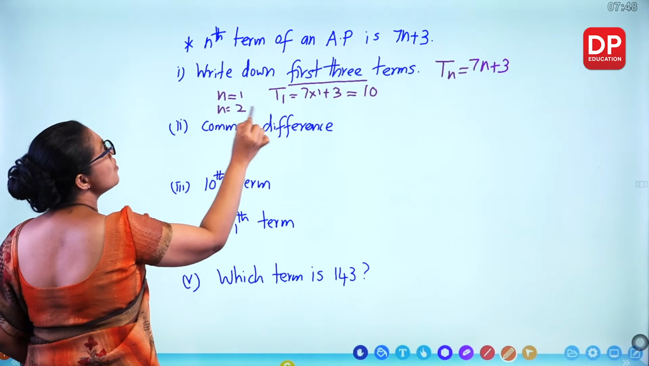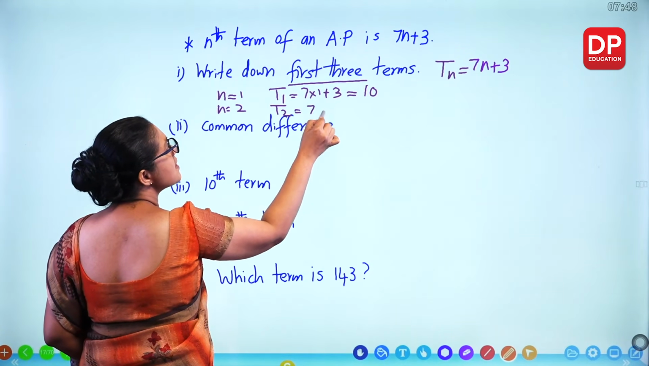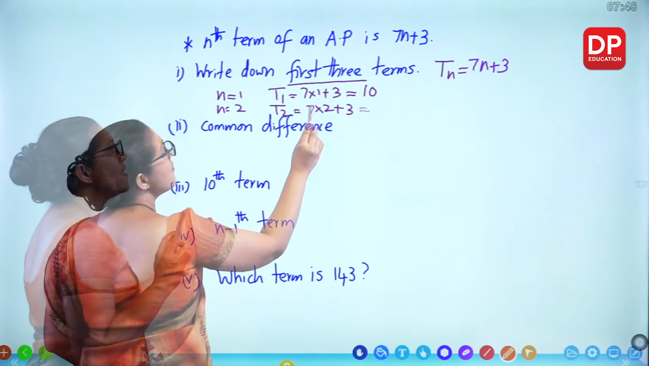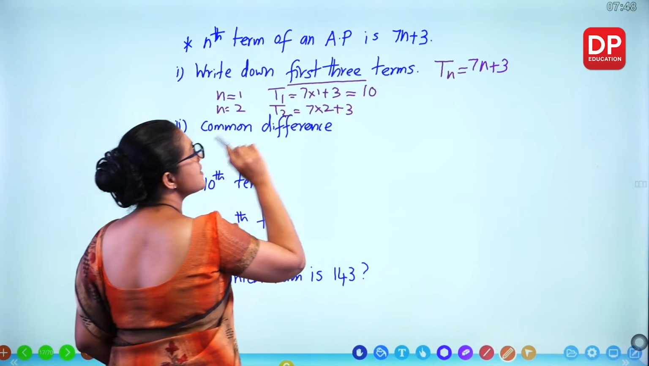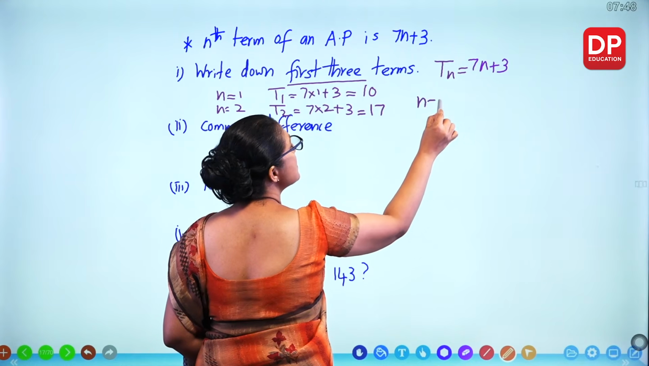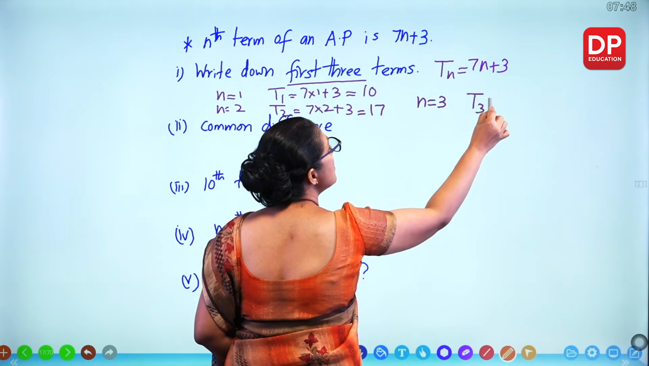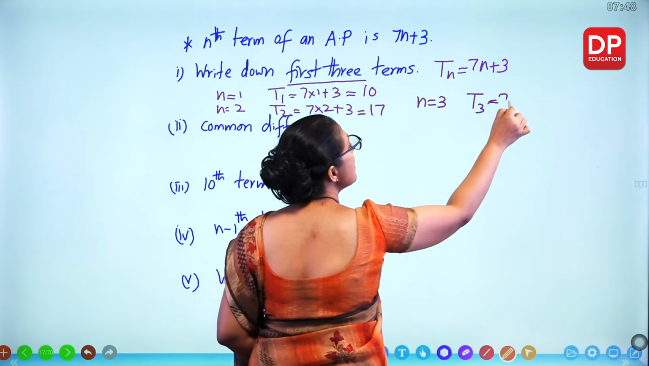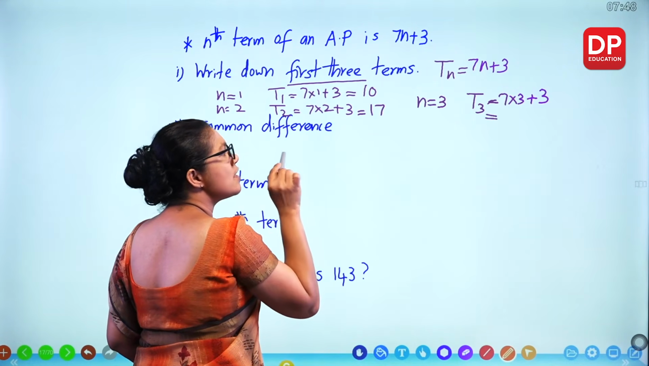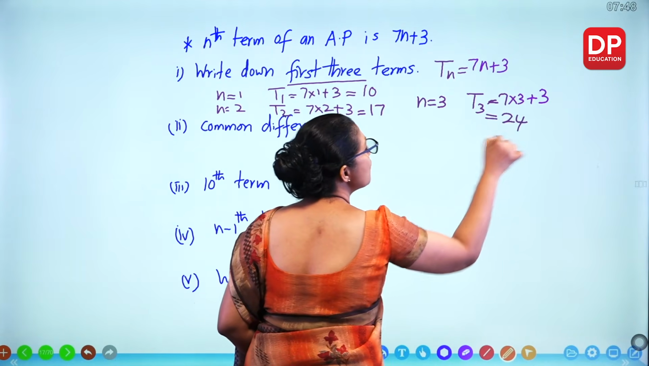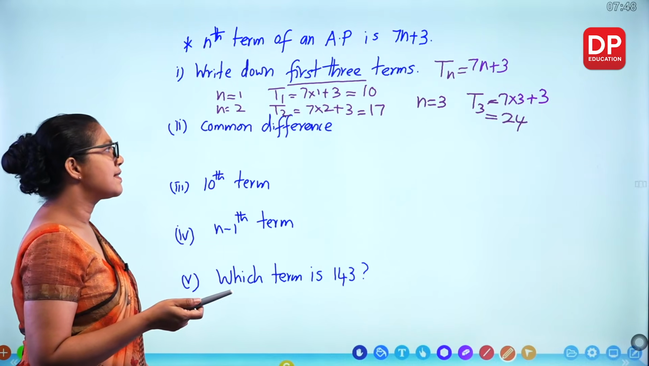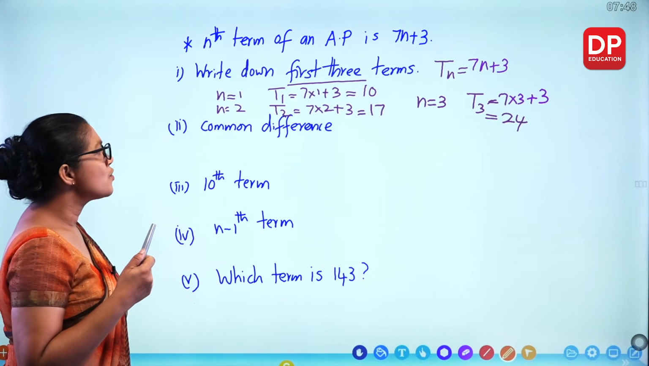N equals 2, you get the second term. 7 times 2 plus 3. According to BODMAS, multiplication first, 7 times 2, 14, 14 plus 3, 17. Now what's the third term? N equals 3. T3 equals 7 times 3 plus 3. 7 times 3, 21. 21 plus 3, 24. So what are the 3 terms? First term is 10, second term is 17 and the third term is 24.